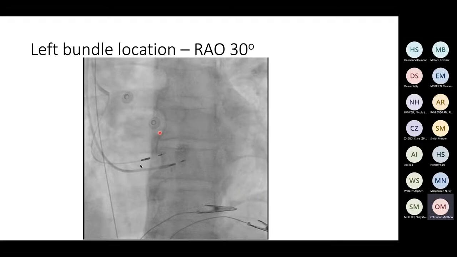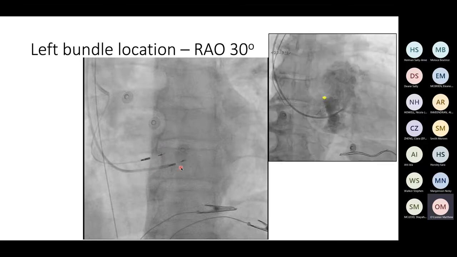And what we've done here is this lead is sitting in the bundle of His. So the tricuspid valve is sitting roughly here. And then if you imagine you just go a little bit further into the ventricle from the bundle of His into that broad left bundle, all of those Purkinje fibers we saw before, you can put a lead in here. And you're far more likely to hit a bit of left bundle than you are to hit the very small His bundle because of that large area.